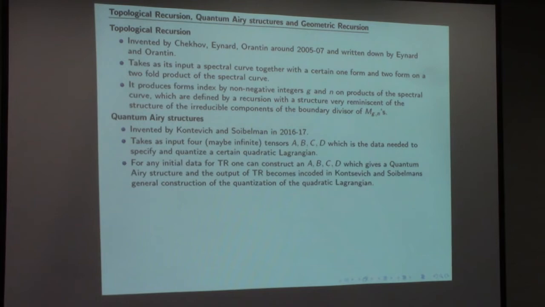Okay, but then the subsequent development was that Kontsevich and Soibelman in 2016-17 introduced what's called quantum Airy structures. These quantum Airy structures take as their input infinite, or maybe finite, tensors. They could also be finite in their setting, but four tensors, A, B, C, D. And of course, the A, B, C, D is reminiscent of my A, B, C, D from before. And with this data, they specified and quantized a certain Lagrangian quadratic subvariety of a symplectic vector space. And what one can say is that if you start with any initial data for TR, for topological recursion, one can construct ABCD, which gives a quantum Airy structure in the sense of Kontsevich and Soibelman, in such a way that the output up here is encoded in their general construction of the quantization of this quadratic Lagrangian.